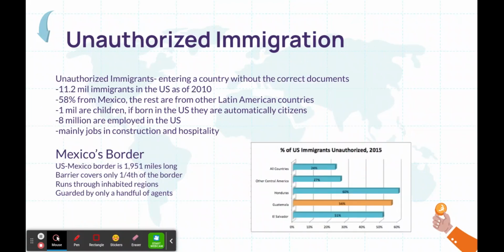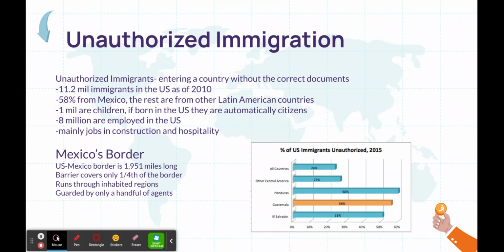Unauthorized immigration. An unauthorized immigrant is an immigrant entering a country without the correct documents. 11.2 million immigrants in the U.S. as of 2010 are unauthorized immigrants. 58% are from Mexico and the rest are from other Latin countries. 1 million are children, but if the child is born in the US, they are automatically citizens. 8 million are employed in the US. Their jobs mainly consist of construction and hospitality.